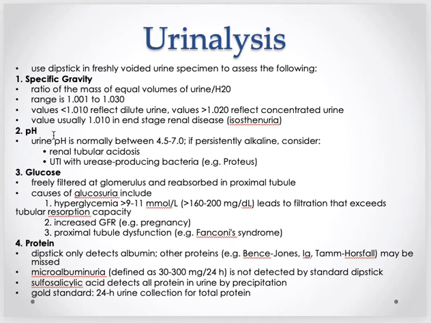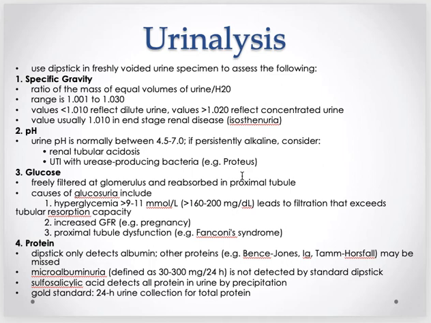pH, I already told you, urine pH is normally between 4.5 and 7. If persistently alkaline, consider renal tubular acidosis. If someone's urine is alkaline, also consider UTI with urease producing bacteria, Proteus for example, because they make the urine alkaline. Whenever you have to do urine analysis, as I told you already, we always ask the patient to send the urine to the lab and get confirmed reports.